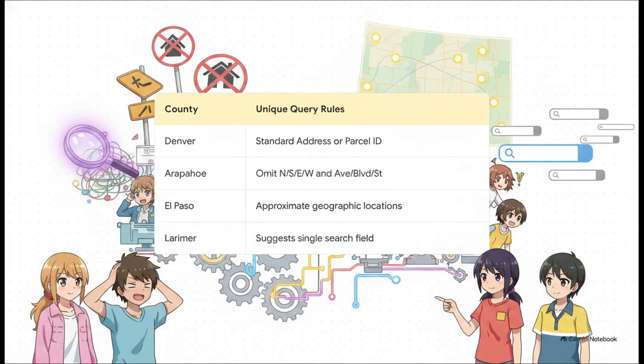You absolutely must omit all street directions like north, south, east, west, and all street types like avenue, boulevard, or street. Over in El Paso County, their spatialist database displays approximate geographic locations rather than exact USPS mailing addresses. And in Larimer County, their portal actually suggests entering only a single search field, like just the street name, because adding too much detail can cause the whole search to error out. You really have to play by each individual county's digital rules.